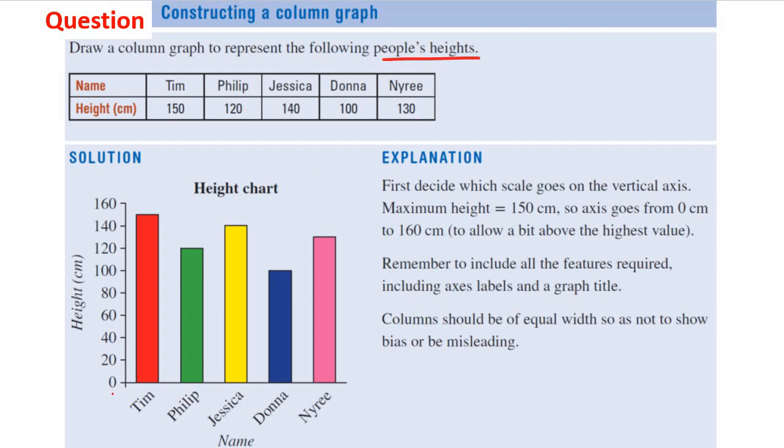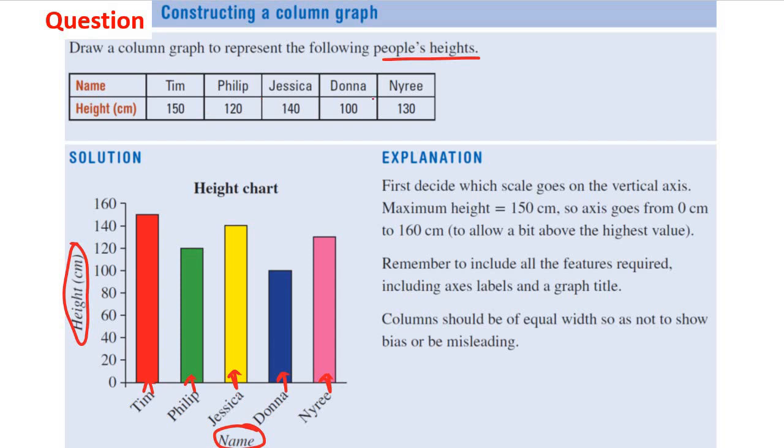So how do you start? The 5 people, so the names of the people will go on the x-axis over here: Tim, Philip, Jessica, Donna, Nairi. Okay, so this is the name, x-axis. And on the y-axis we have the heights. And you start the scaling, remember, from 0 to an even number like this.